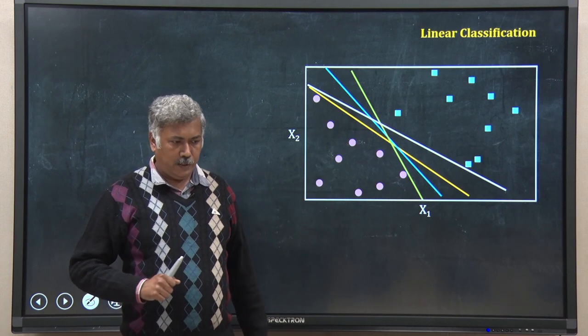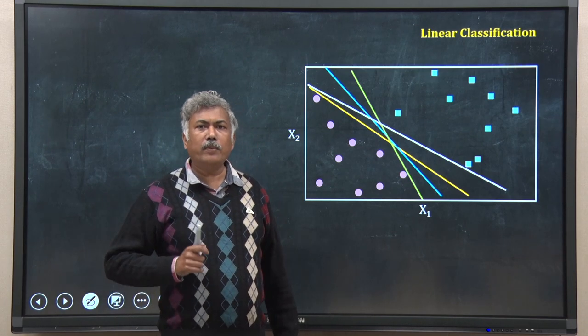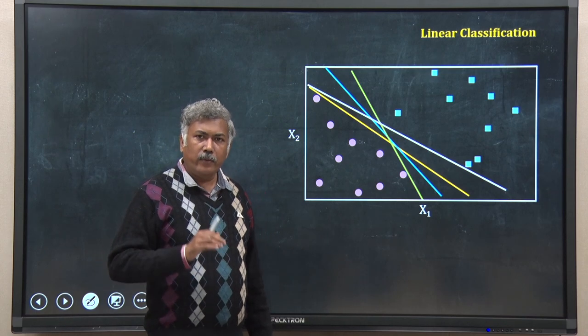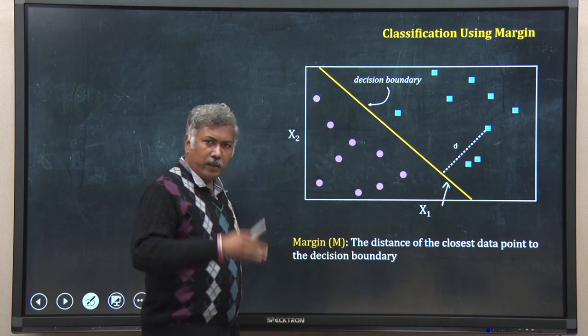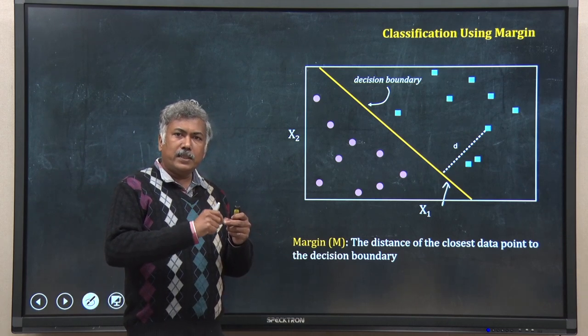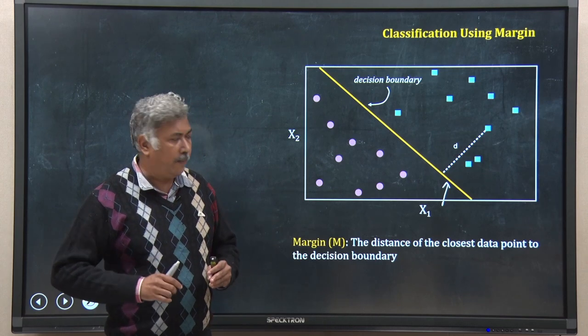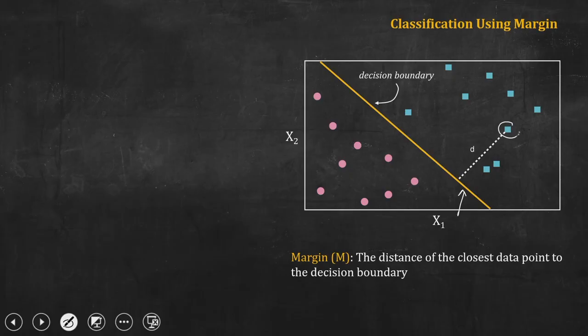To achieve that best line, I will take help of something called margin. So, let me first define what margin is. Suppose this brown line is my decision boundary, the separator. It is a straight line, and I now calculate the distance of each of these data points, both positive class and negative class, from this decision boundary. For example, for these data points, this may be the distance, the dotted line, and the distance is d.